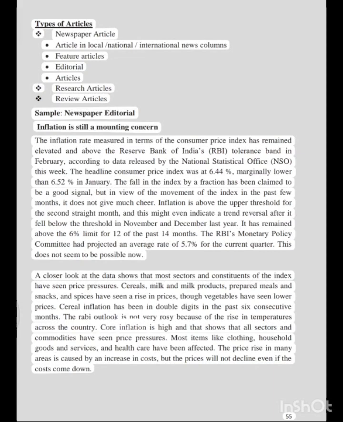Core inflation is high, and that shows that all sectors and commodities have seen price pressures. Most items like clothing, household goods and services, and healthcare have been affected. The price rise in many areas is caused by an increase in costs, but the prices will not decline even if the costs come down.